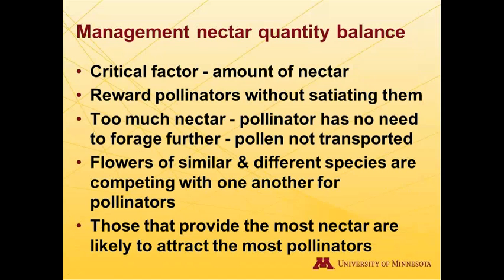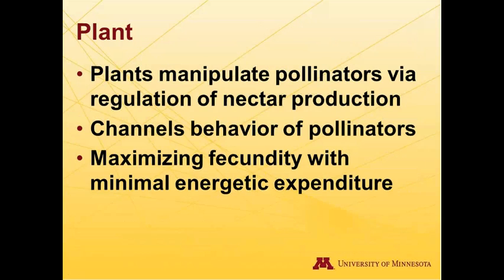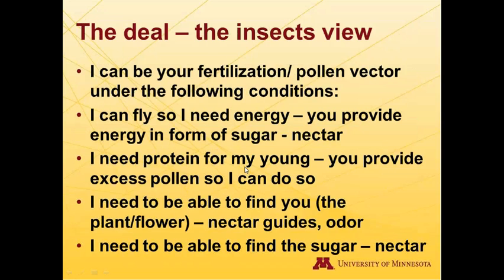So it's a balance, it's a dance that's going on, and the plants basically kind of manipulate the pollinators through this sugar reward system. They channel the behavior of these guys, and in the process, try to find a system that produces maximum numbers of seeds for themselves at a minimum expenditure of energy in terms of production of nectar and pollen.